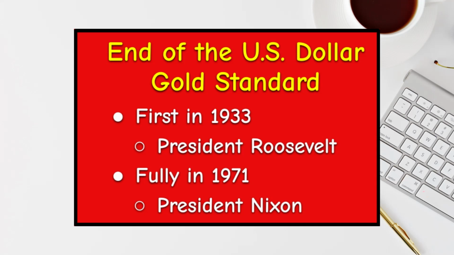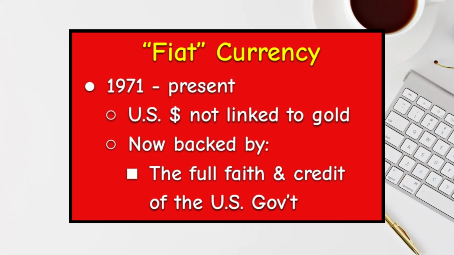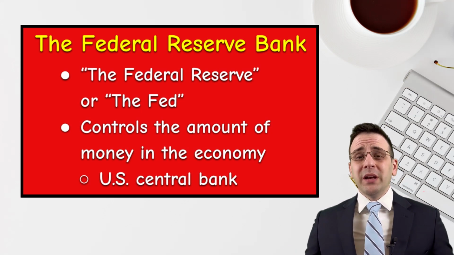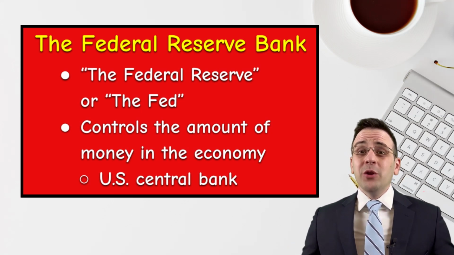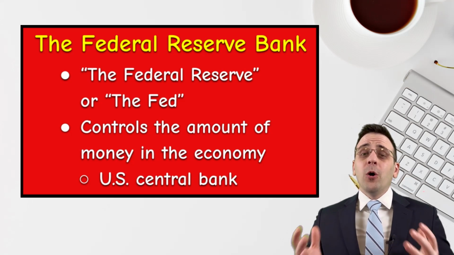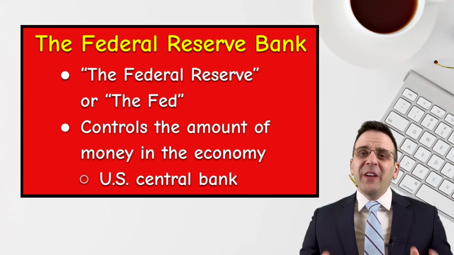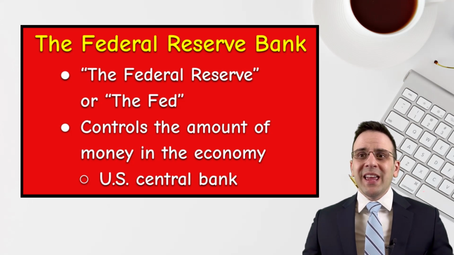From 1944 until 1971, the US dollar's value was again linked to the value of gold. This ceased in 1971, and since then, the US dollar has been known as a fiat currency. That is, it is solely backed by the full faith and credit of the US government. The U.S. government controls the supply of money in the U.S. through an entity known as the Federal Reserve Bank, also called the Federal Reserve or simply the Fed. The Fed is the central bank of the United States government.